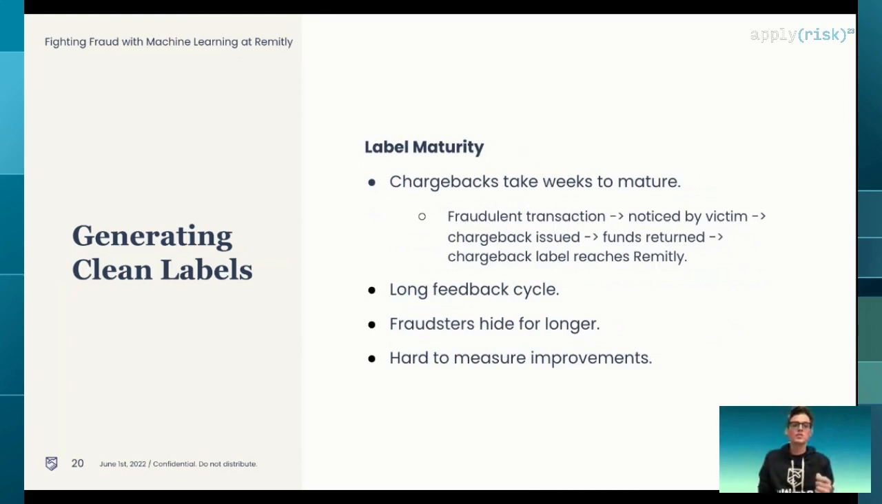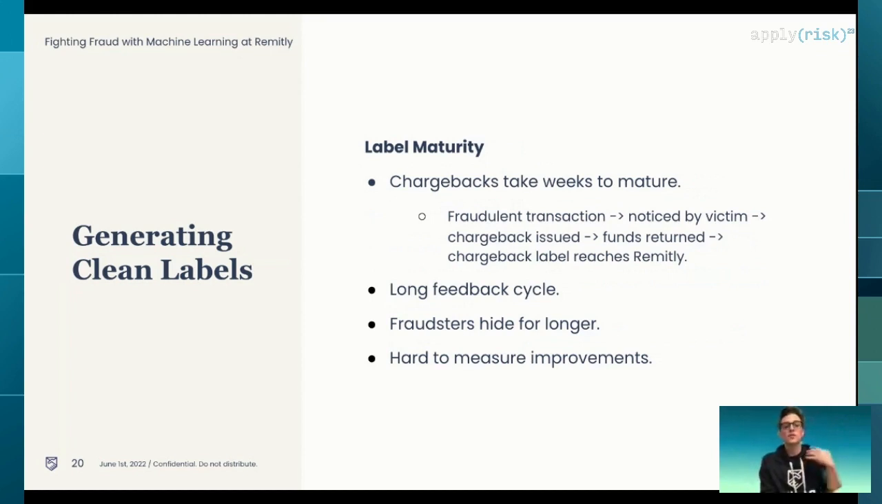And the final difficult part when generating clean labels is label maturity. So chargebacks, which are our positive labels, take weeks to mature. And for the most part, generating a positive chargeback label requires someone to notice a fraudulent charge and interact with their bank to reverse it. This means the feedback cycle is very long, which is weeks, not hours or days, which makes the iteration loop very long. It also means that fraudsters can fly under the radar for a while before they are discovered, and they continue to actively harm our good customers.